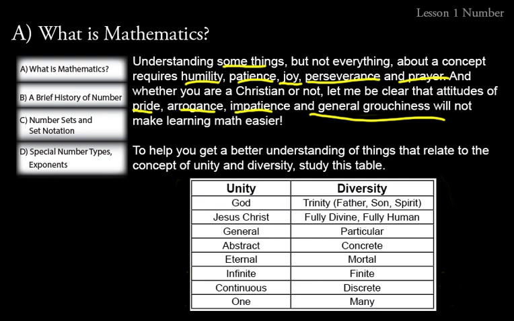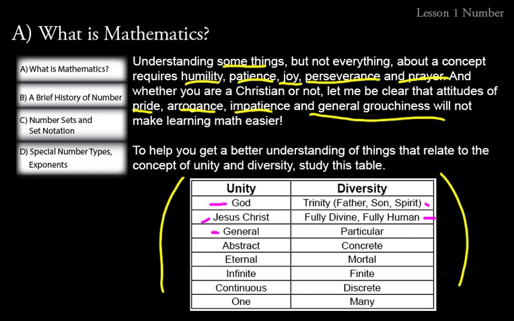But you can also move quickly through the reading assignment just to see what it's about, and maybe you've already noticed this table when you did go through the reading assignment. But things that have this attribute of unity and diversity, of course, God, and the diversity part would be the Trinity. Unity is Jesus Christ. Diversity is that he's fully divine and fully human. And then some other more mathematical related things.